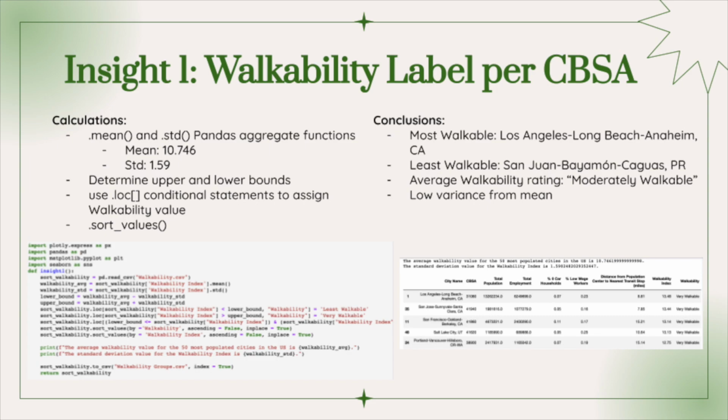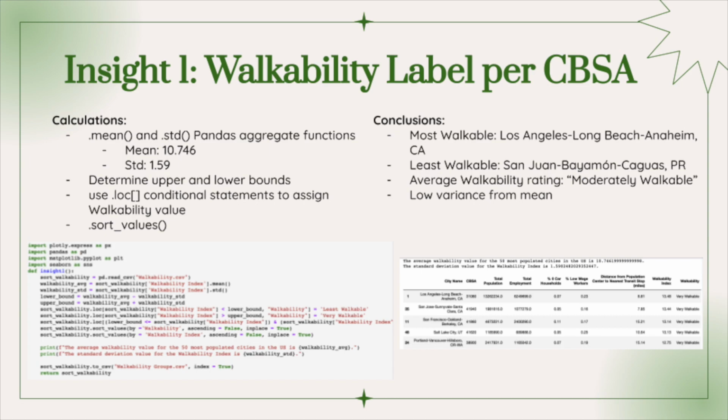We deemed cities to be least walkable if their walkability index was 1 standard deviation below the mean, moderately walkable if their walkability index fell between 1 standard deviation below the mean and 1 standard deviation above the mean, and very walkable if their walkability index fell 1 standard deviation above the mean value.